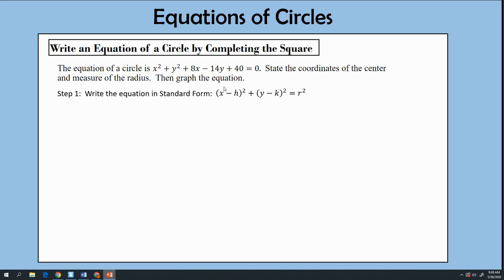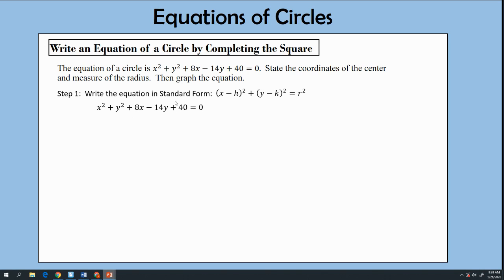Okay, so you can see right now I'm going to write a quantity x minus h binomial squared. I got to write a y minus k binomial squared and set it equal to r squared. So it's going to take a little work. Okay, but you've done this process before and hopefully it comes back to you as you see it.